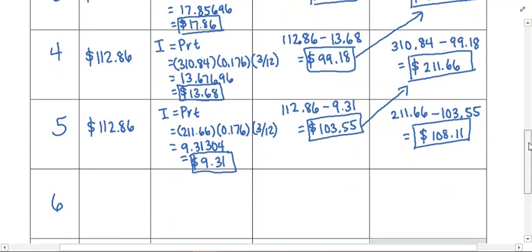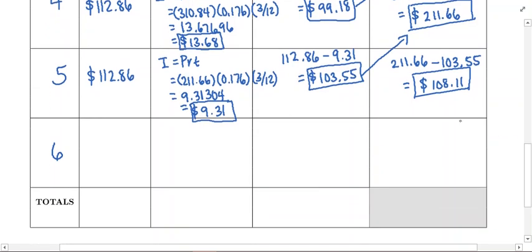If you notice, once you make the fifth payment, this amount right here, $108.11, is less than the quarterly payment, which is $112.86. But remember what has to happen.